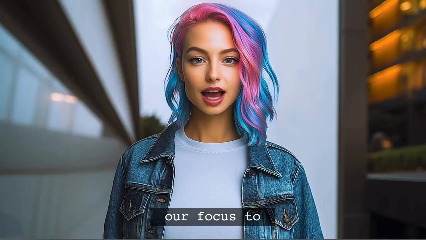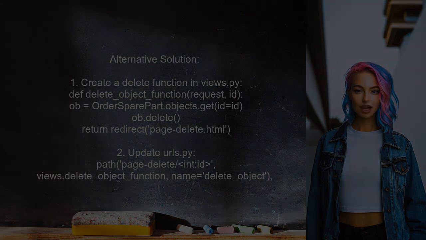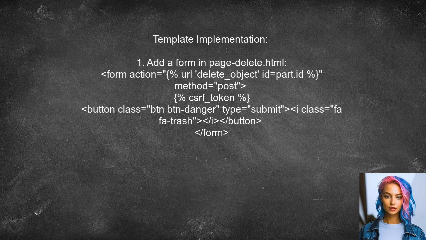Now, let's shift our focus to a different response. An alternative solution provided by a user involves creating a delete function in your views. This function retrieves the spare part by its ID and deletes it. After deletion, it redirects to the same page for a seamless user experience. In your template, you can implement a form that submits a post request to the delete function. This form includes a button styled as a delete icon, allowing users to delete the spare part directly from the table.